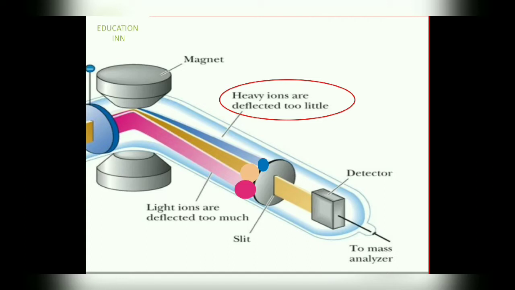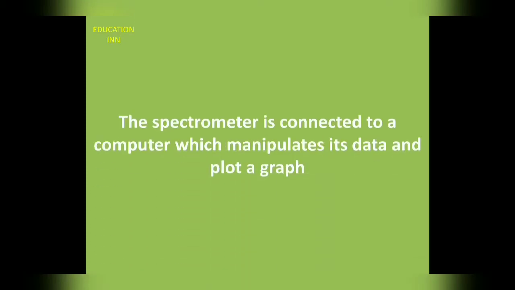Must remember, heavy ions are deflected too little. Heavy ions mean those ions which have a larger m over e value. Similarly, lighter ions are deflected too much. It means that the lighter ions are those which have a smaller m over e value.